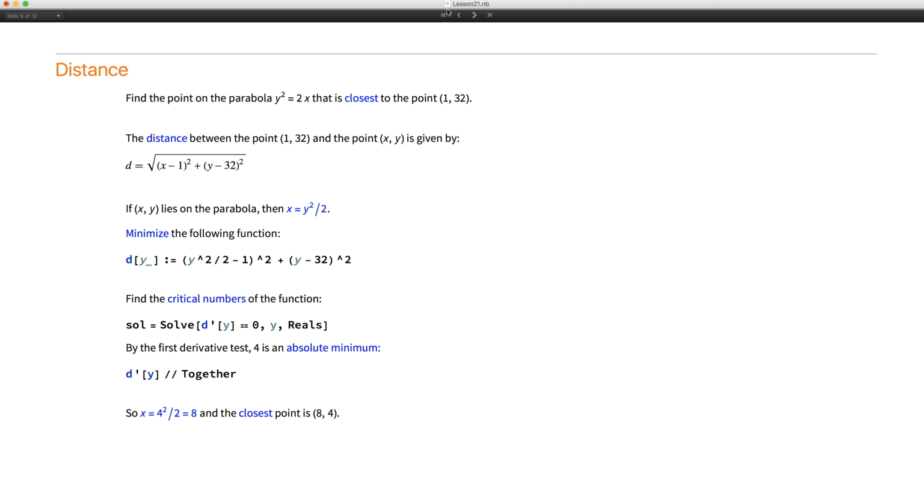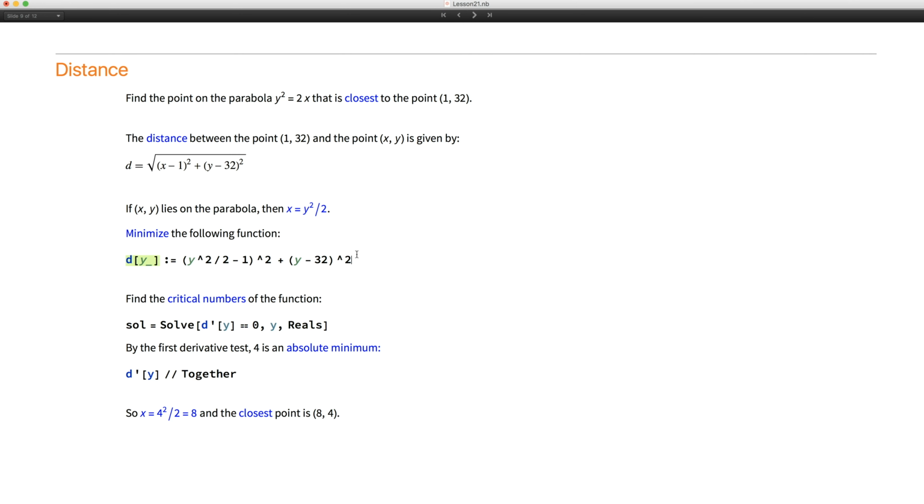Okay, so now a problem about distances. So you want to find the point on the parabola y squared equal to 2x, which is closest to the point 1, 32. So that's the distance formula. You have the square root of x minus 1 the whole square plus y minus 32 the whole square for that point. Now, because the point lies on the parabola, you have x equal to y squared over 2 from here. So you plug it back and you get a distance function.